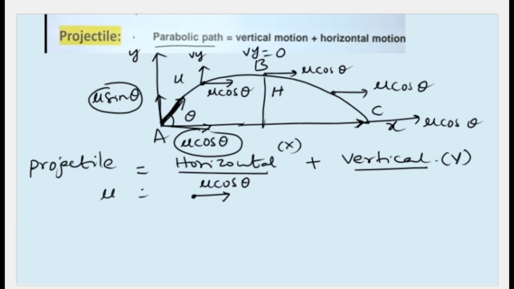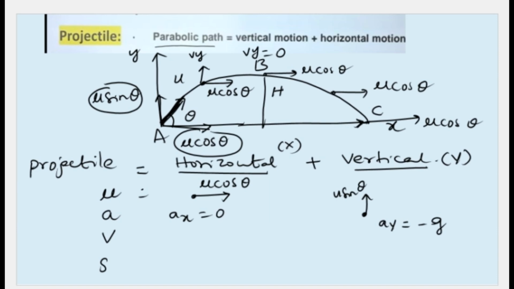So write the parameters. One is u, another is acceleration, another is final velocity, and displacement. So initial velocity along x is u cos theta. Initial velocity along the y direction is u sin theta. Along the x direction, acceleration is equal to 0, but along the y direction, acceleration is always directed towards the center of the earth. So ay is equal to minus g.